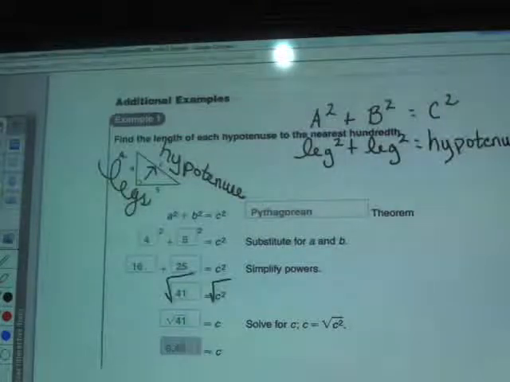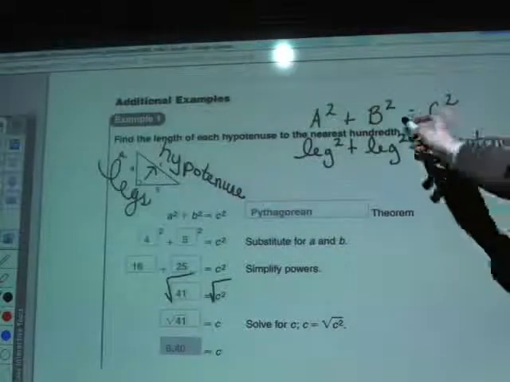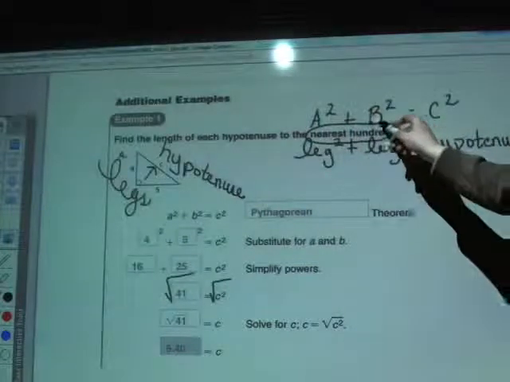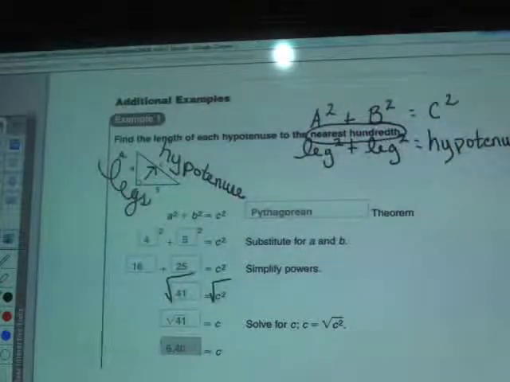Now, the other question you might have is, why did they write 6.40? Isn't 6.4 the same thing? It is, but the question has asked me to round to the nearest hundredth. When they ask me to round to a certain place value, I want to make sure that my last digit, unless it's physically impossible, is in that last place. And indeed, in this particular question, by writing the 0 there, that shows that I'm rounding to the hundredth place.